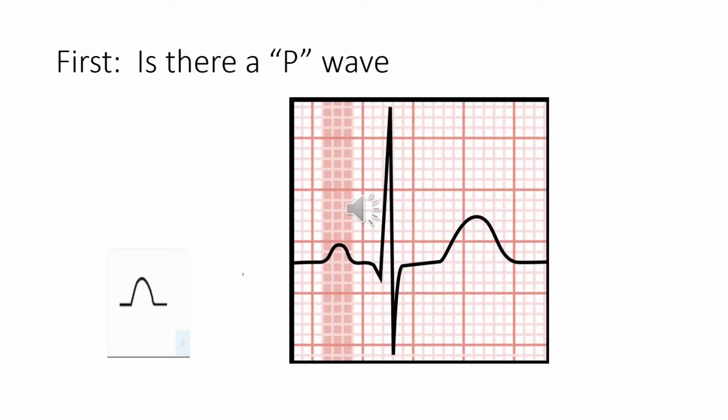First, is there a P wave? As you can see on the EKG, you have a small kind of bump on the waveform, and that is a P wave. What happens to get that electrically is physically the atria will be full of blood. The SA node will fire, sending an electrical response throughout the atria, causing atrial depolarization. This is a P wave.